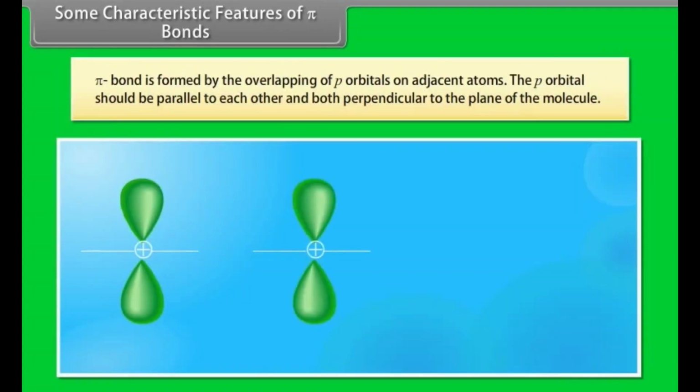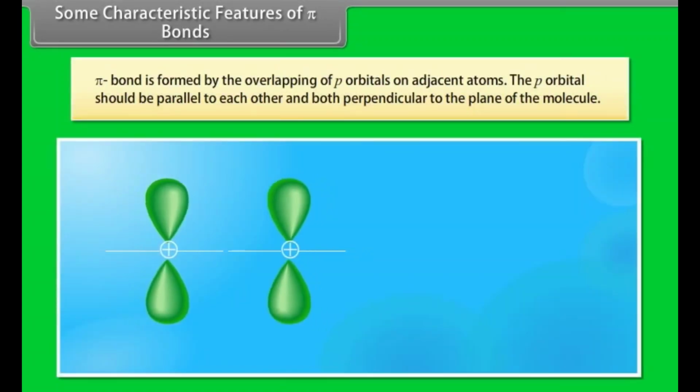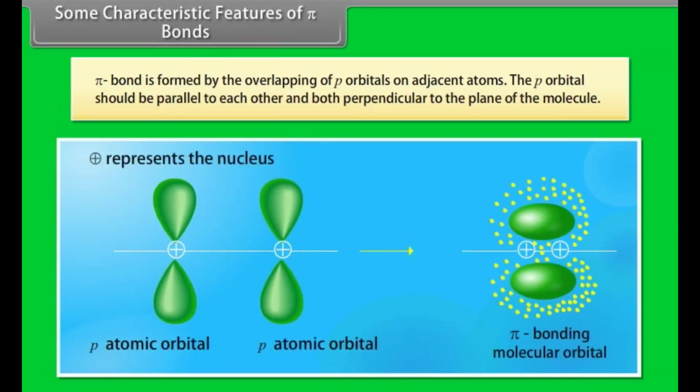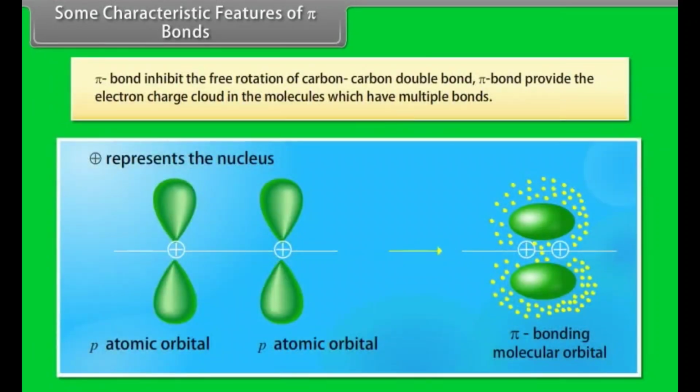Some characteristic features of pi bonds. A pi bond is formed by the overlapping of p orbitals on adjacent atoms. The p orbitals should be parallel to each other and both perpendicular to the plane of the molecule. A pi bond inhibits the free rotation of the carbon-carbon double bond. A pi bond provides the electron charge cloud in the molecules which have multiple bonds.